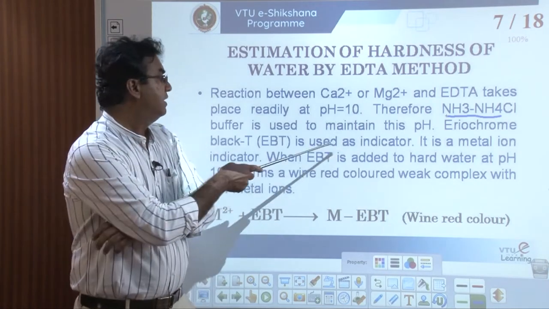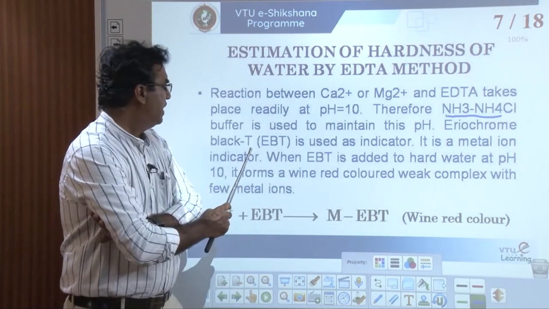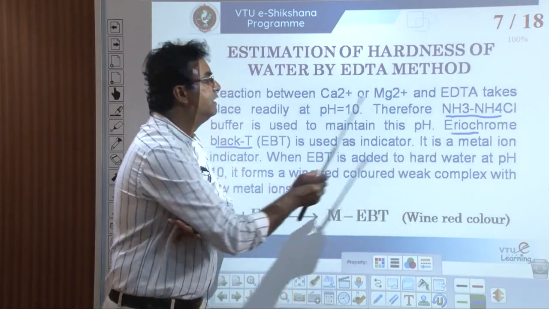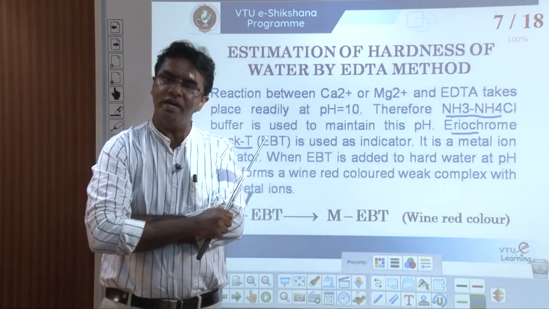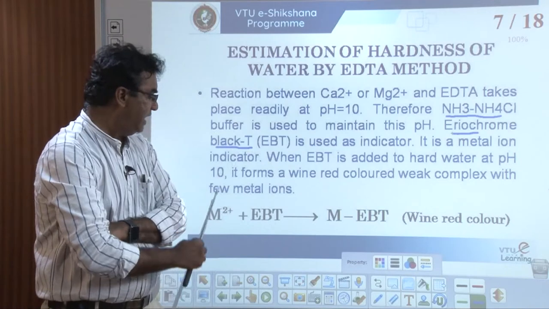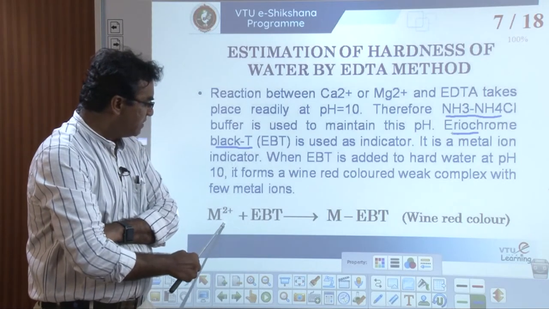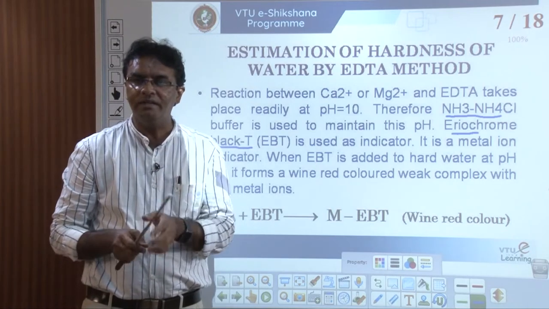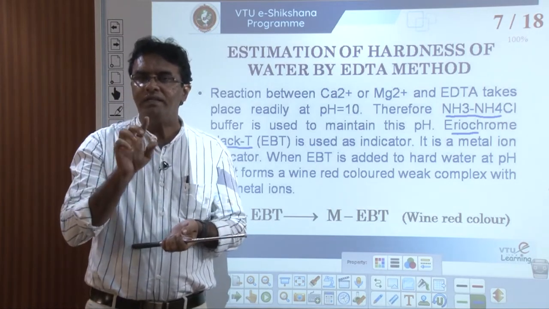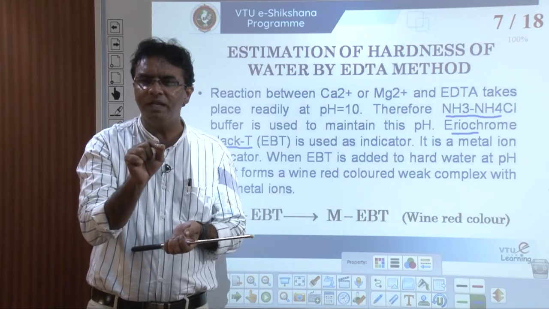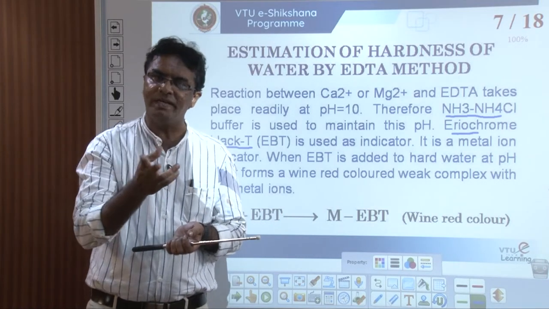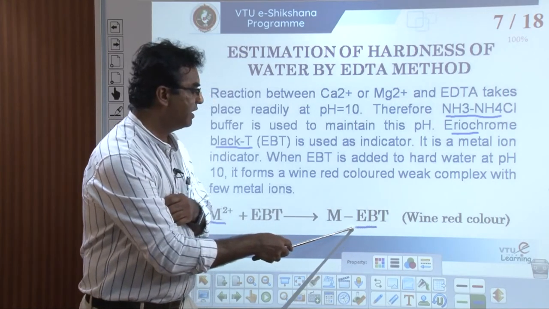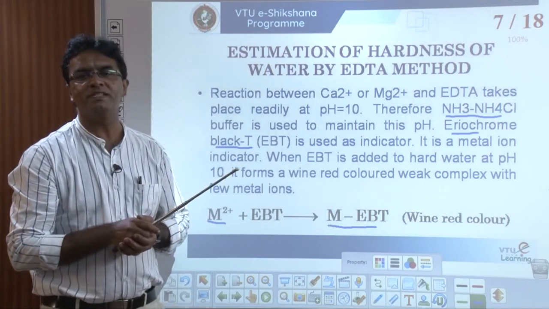Then we add a very small amount of eriochrome black T indicator. We use this as an indicator. The moment we add the indicator into the hard water, this indicator reacts with some of the metal ions. What are those metal ions? Calcium and magnesium ions. Some of the metal ions form a metal ion indicator complex, a metal indicator complex.